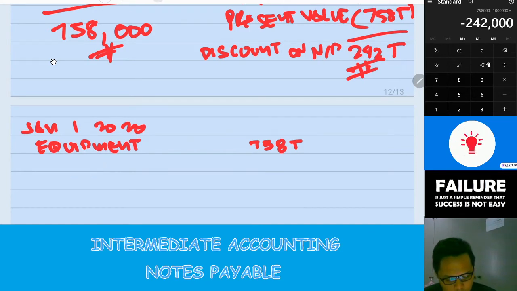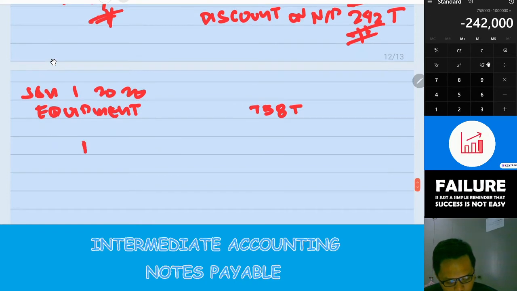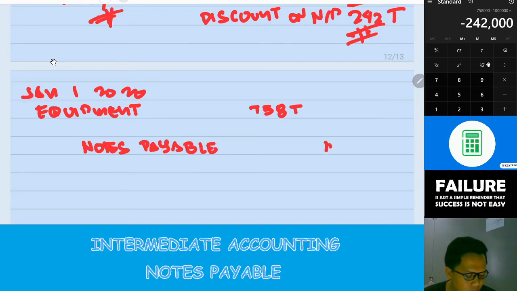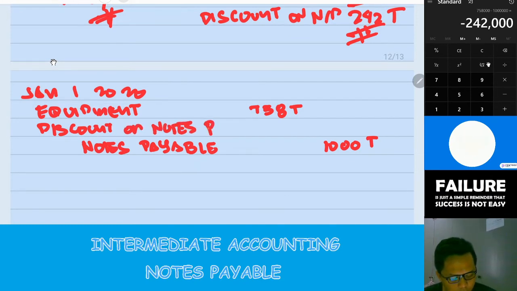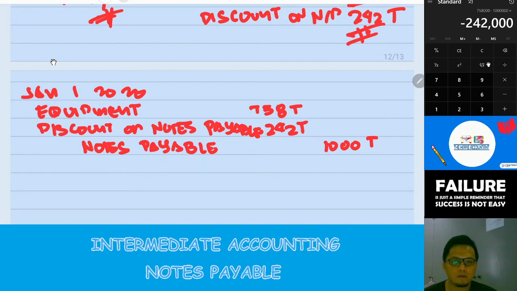Then, credit your notes payable. Again, always at face amount. Do not forget that at 1 million. Then, we'll debit discount on notes payable. Okay? Which is at 242,000. So, that is our entry on the date of issuance.